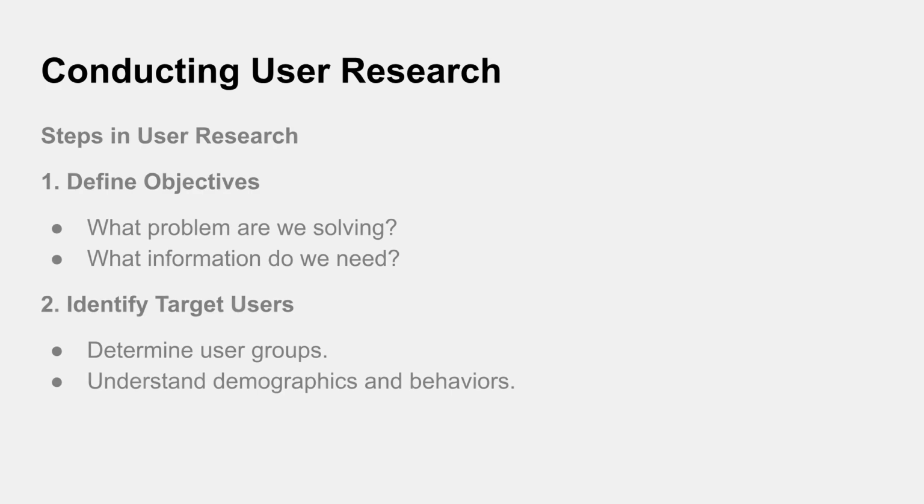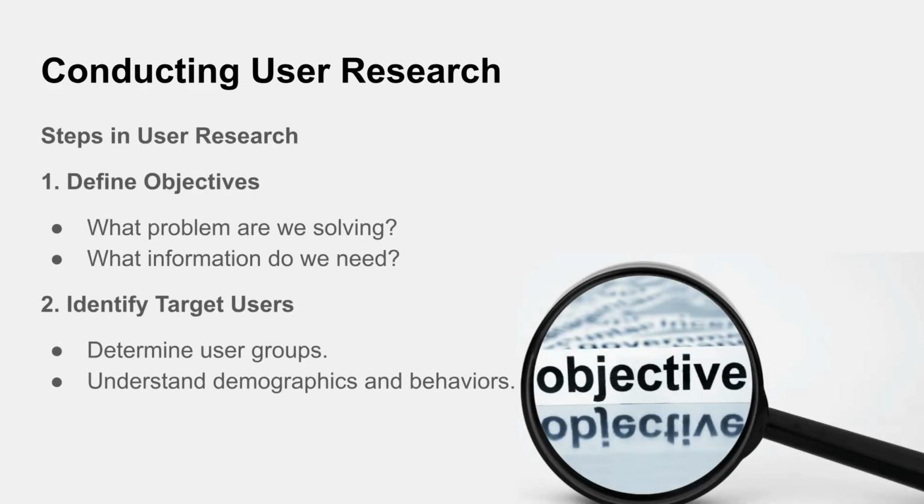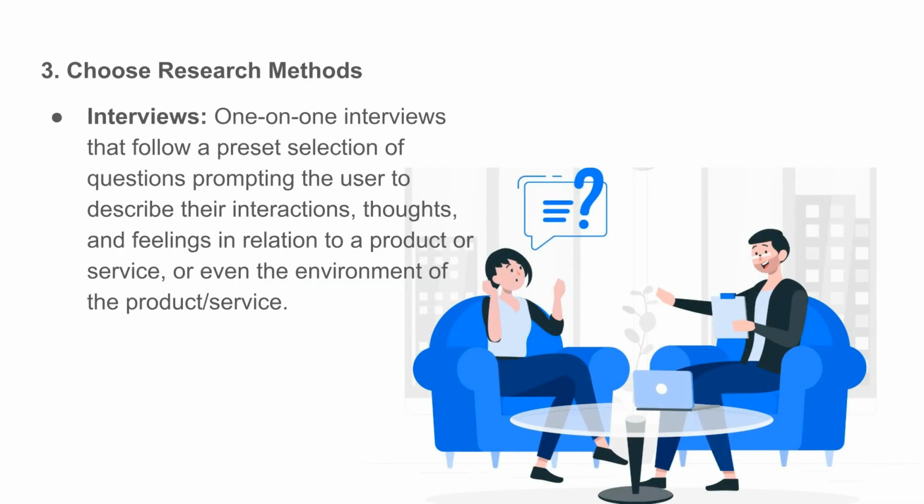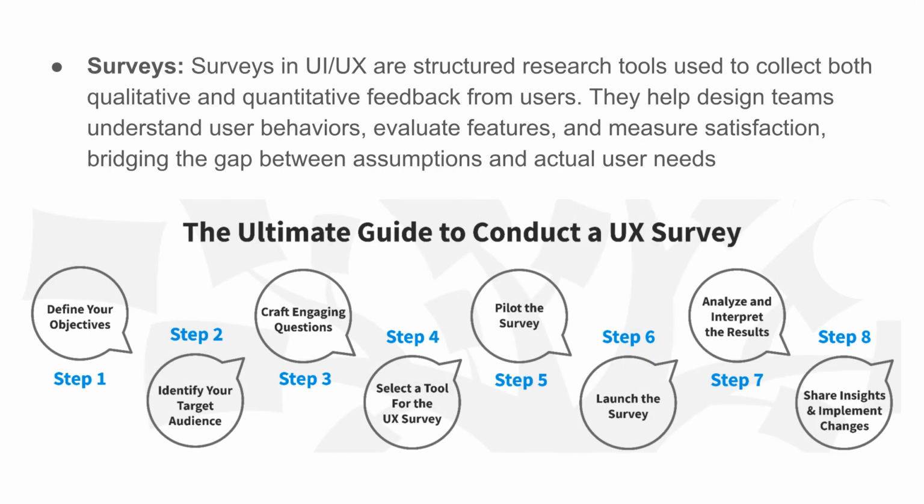The process begins by defining clear objectives, such as identifying the problem you are solving and determining the information needed, followed by identifying your target user groups and understanding their behaviors. One essential research method is the one-on-one interview. This involves using a set of prepared questions to help users describe their interactions, feelings, and thoughts regarding a product or service.